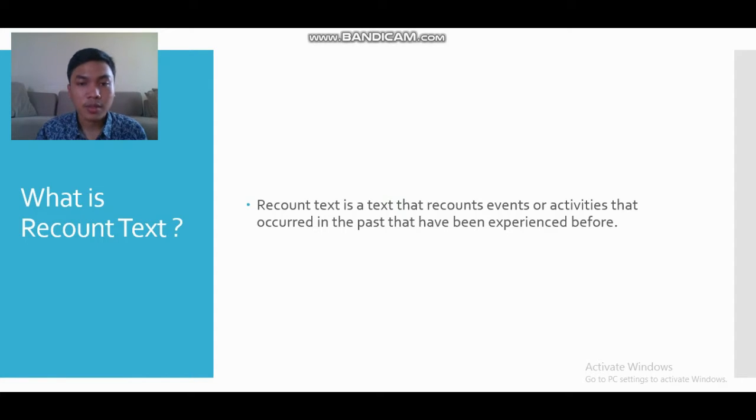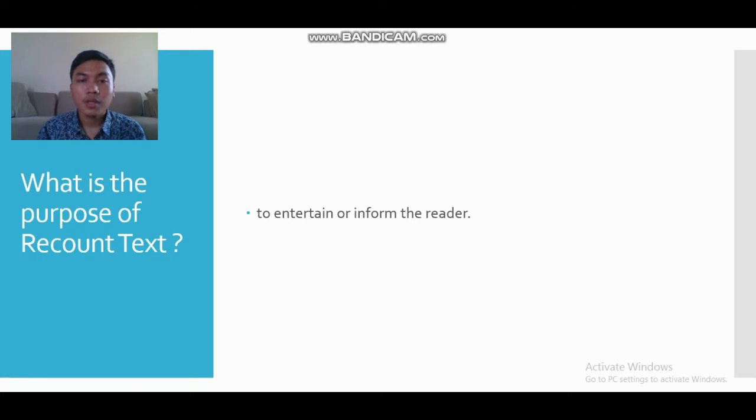What is recount? Recount is a text that records events or activities that occurred in the past that have been experienced before. Next, what is the purpose of recount? The purpose of recount is to entertain or inform the reader. So, from the purpose of recount, we know that, oh, it turns out like this or like that.